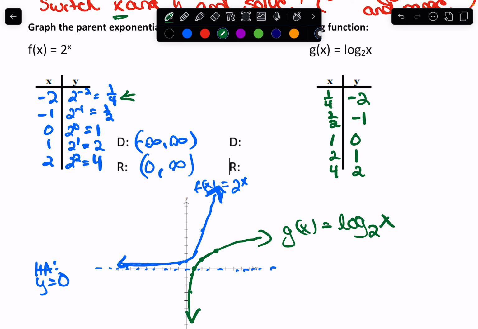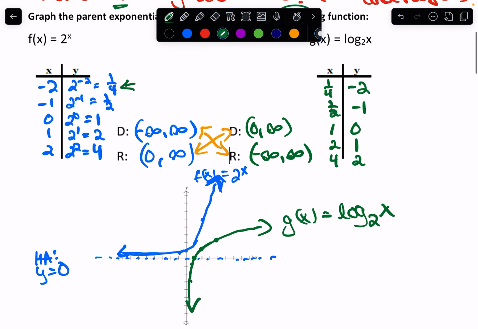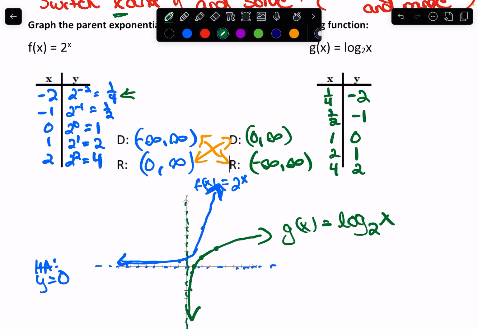So the same thing here with our domain and range. We exchange it. So our domain for our log function is going to be 0 to infinity, and our range is going to be -infinity to infinity. If we look at the graph, it looks correct. We have a vertical asymptote here, which is x equals 0, and then it keeps going down to -infinity and up to infinity.